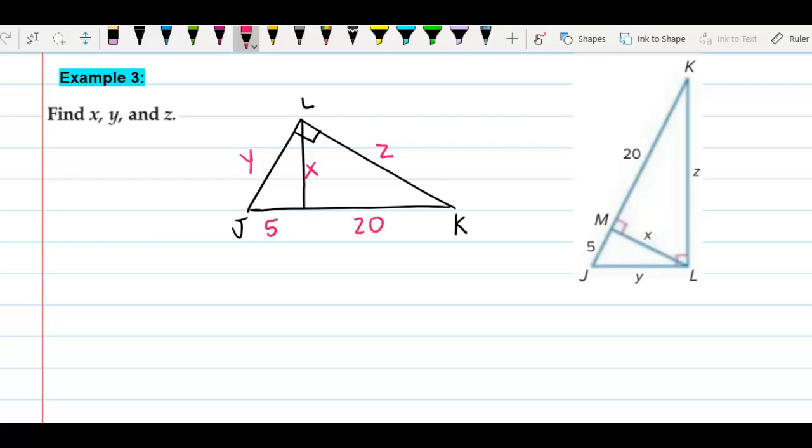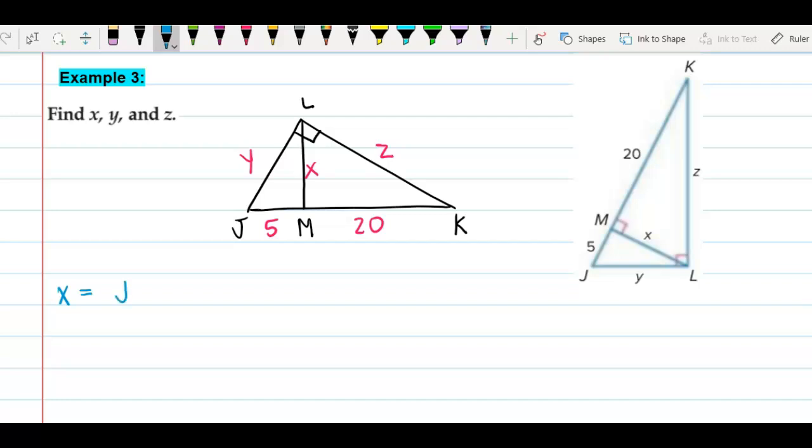Okay, so this is the same figure. All I've done is turn it over so that we could see it nicely, that JK is going to be the base, LM is our altitude, and then we have our sides LJ and LK. So let's start with the base. If I wanted to find X, because that's our altitude, I'm going to take both pieces of the base and find the geometric mean, meaning I'm going to multiply them together and then take the square root.